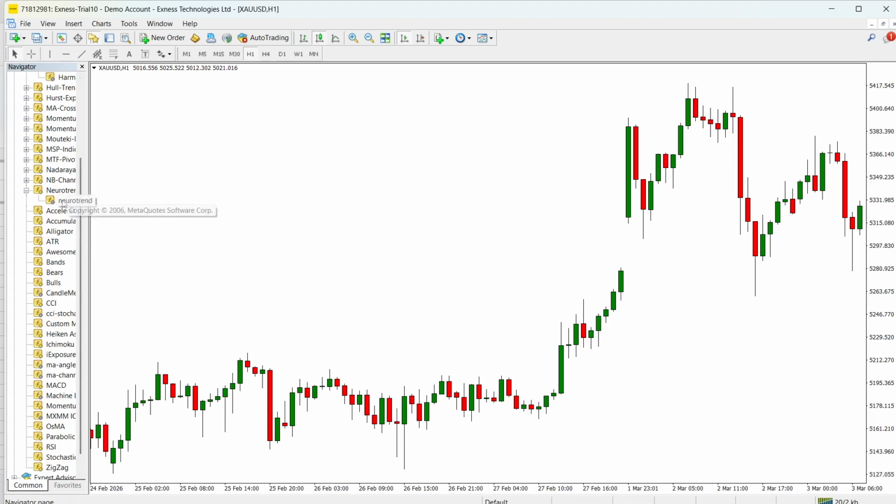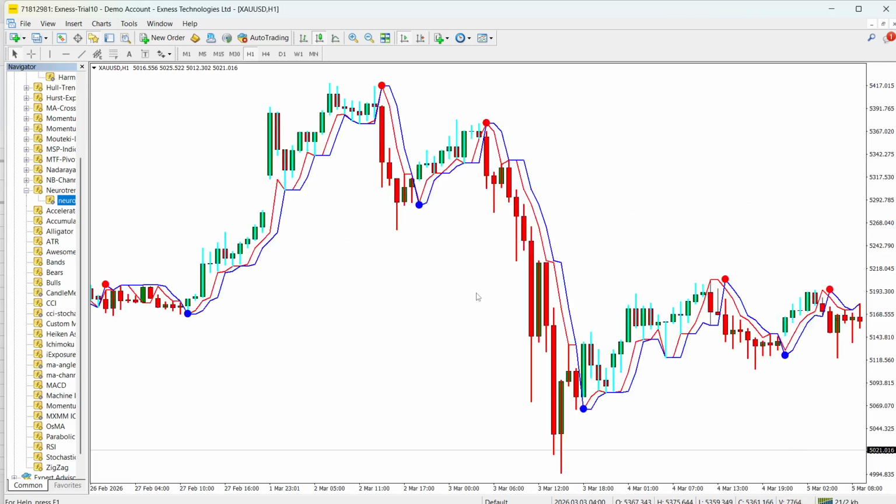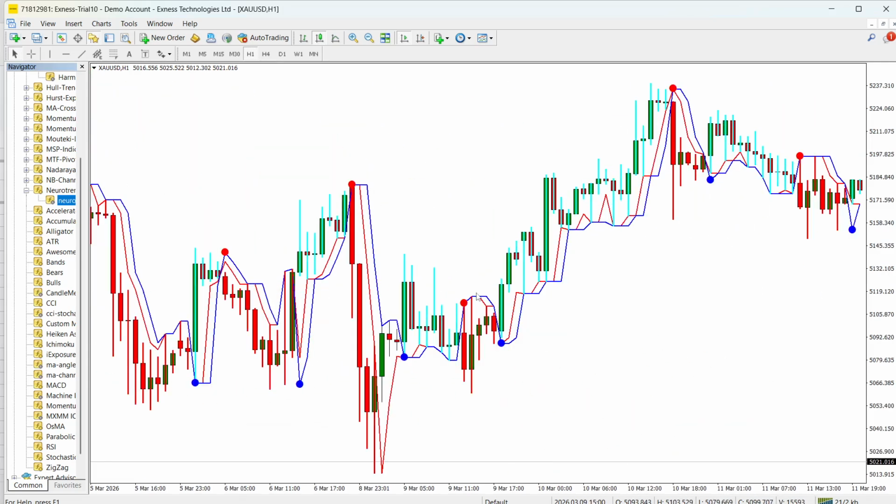At this point, I'll load the indicator on the chart so you can see how it looks in real time. Alright, there we have it.